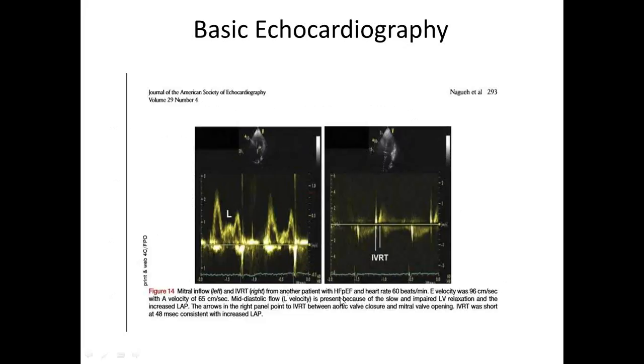from another patient with heart failure with preserved ejection fraction, heart rate 60. You can see that the E velocity is 96 centimeters per second, A velocity 65, and then you have this mid-diastolic flow. That is this thing right here, mid-diastolic flow. That's the L velocity. And it's present because of the slow and impaired LV relaxation and increased left atrial pressure. Okay? So when you see this, you think in terms of elevated left atrial pressure.